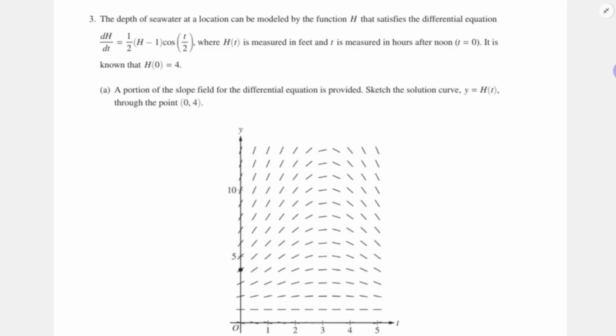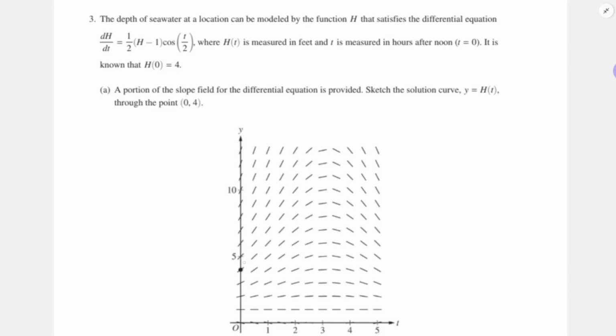In this video, I'm going to be working the depth of the seawater question from the 2024 AP Calculus exam. It says the depth of the seawater can be modeled by the function h that satisfies this differential equation. Then we're going to sketch the solution curve h of t on the slope field. We know that it goes through the point (0, 4), so we're going to need to start our solution curve there.